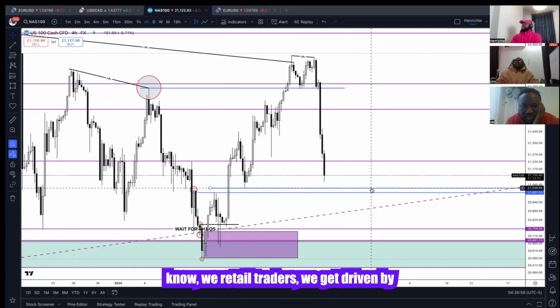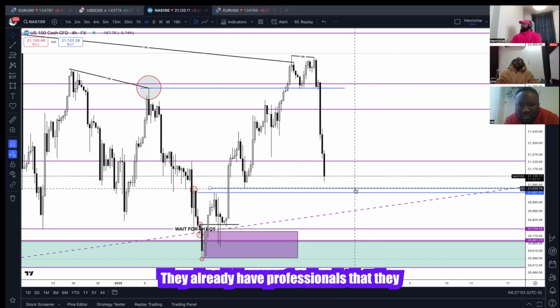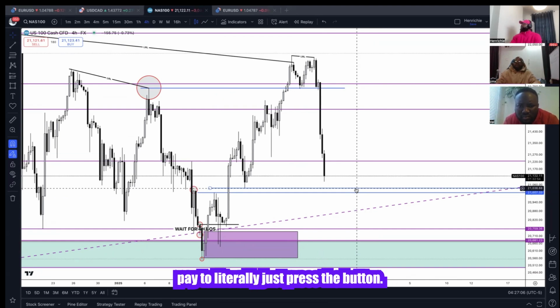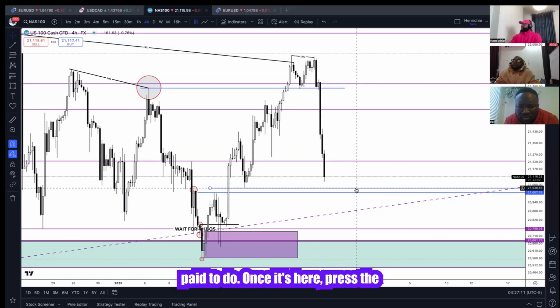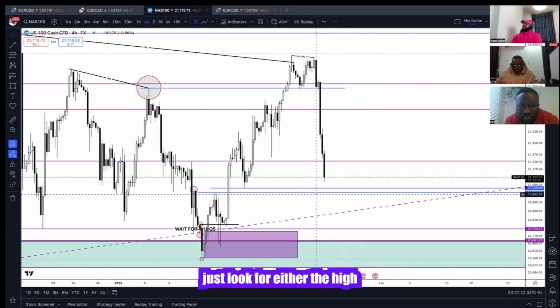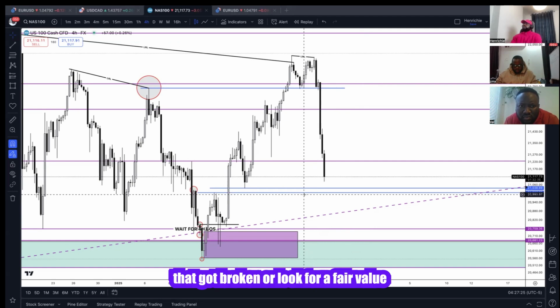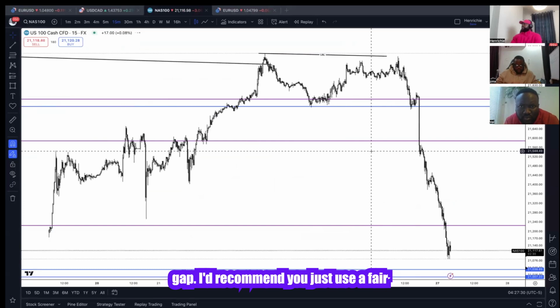We retail traders get driven by FOMO, fear, greed, but the institutions are not driven that way. They already have professionals that they pay to literally just press the button. Once it's here, press the button. The button is buy. That's all you need to do. So for this one, once you see a 15-minute break, just look for either the high that got broken or look for a fair value gap. I'd recommend you just use a fair value gap.